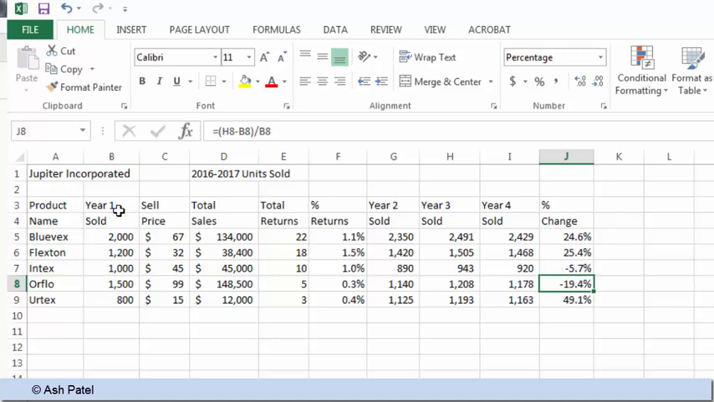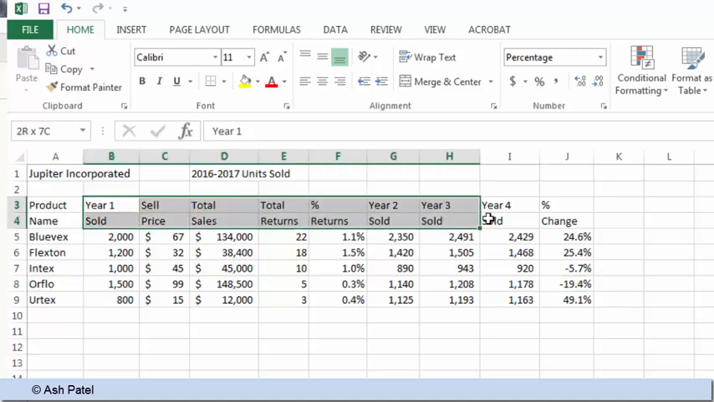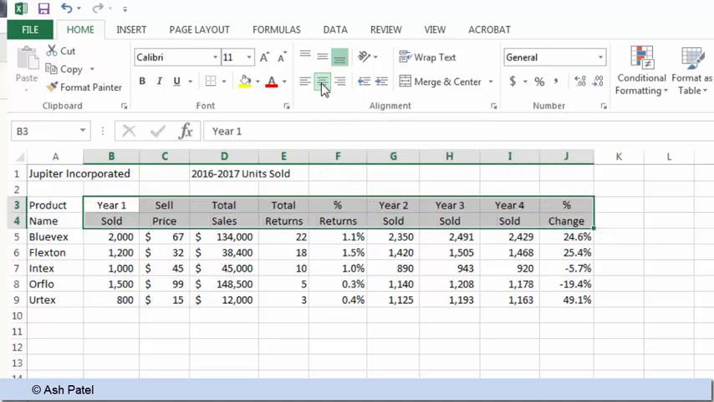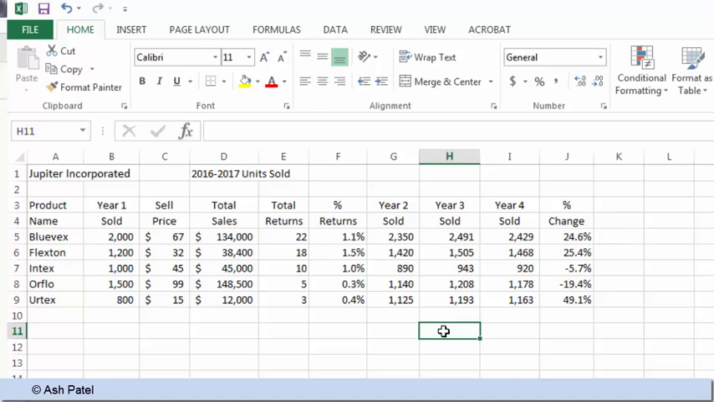First of all, you see these headings? From B3 all the way to J4. I'm just going to use the white plus sign and highlight them. Let's center these. Up here, you've got your center button. Looks a little bit better.